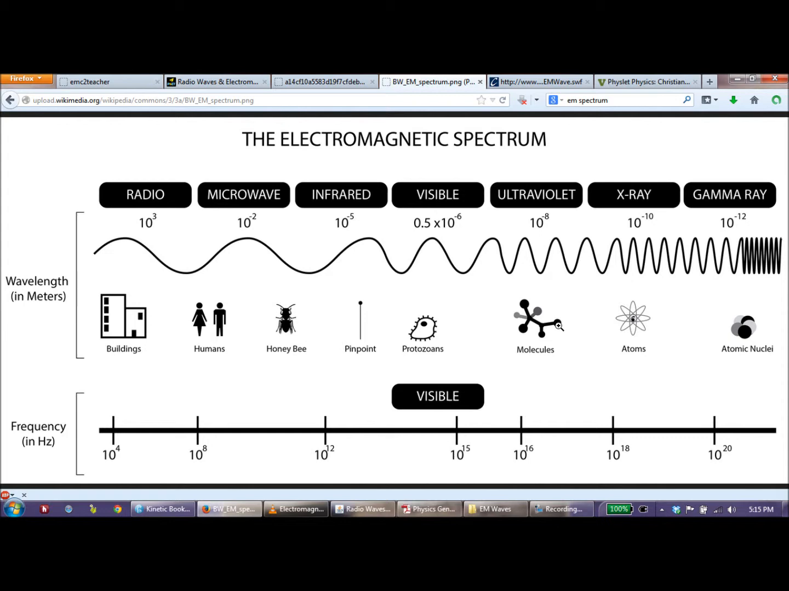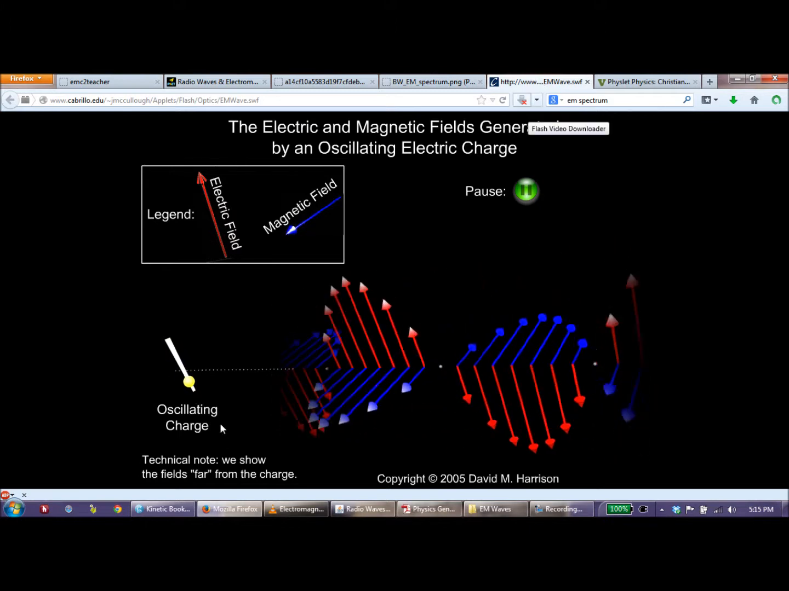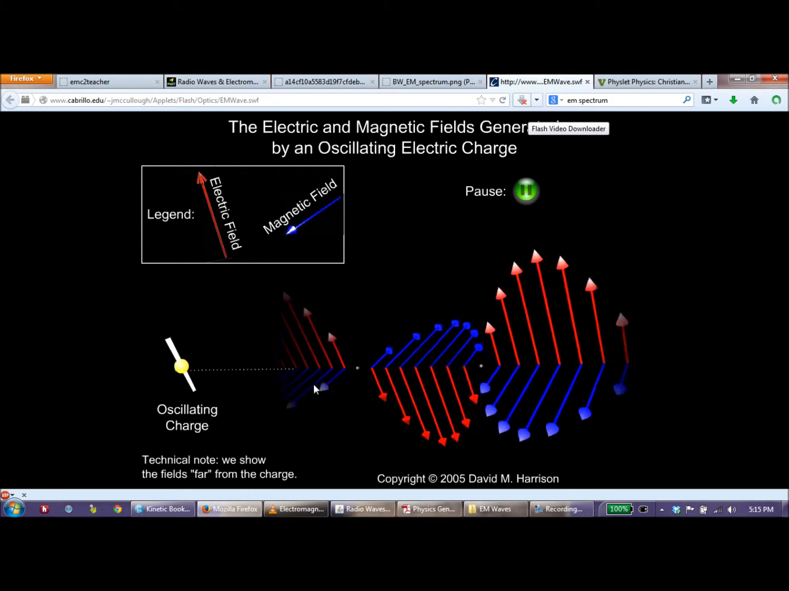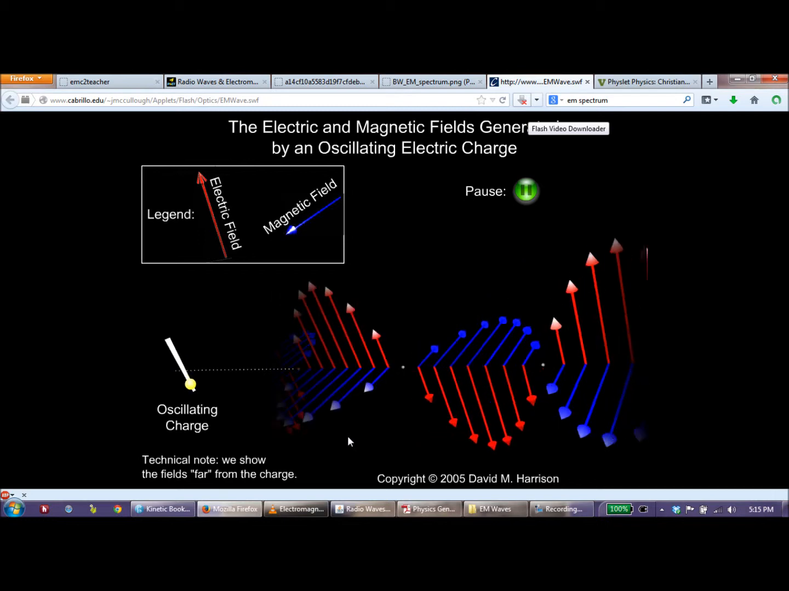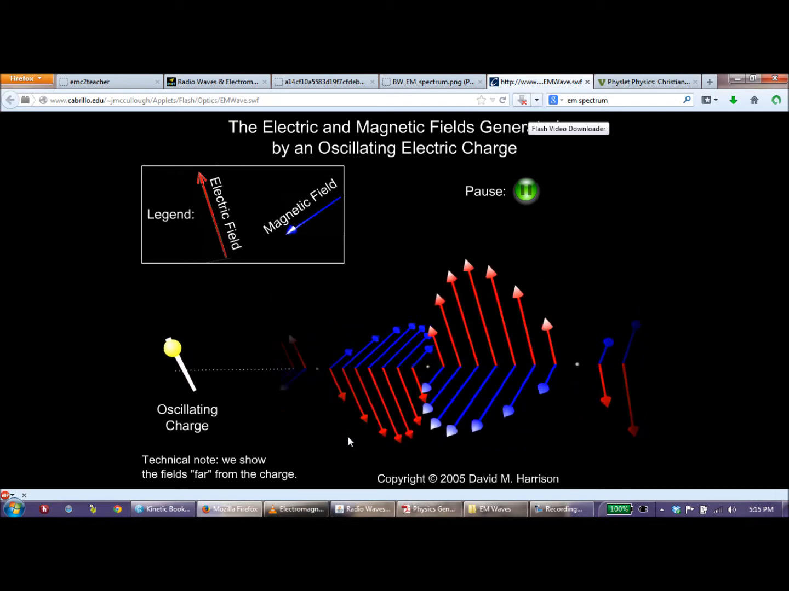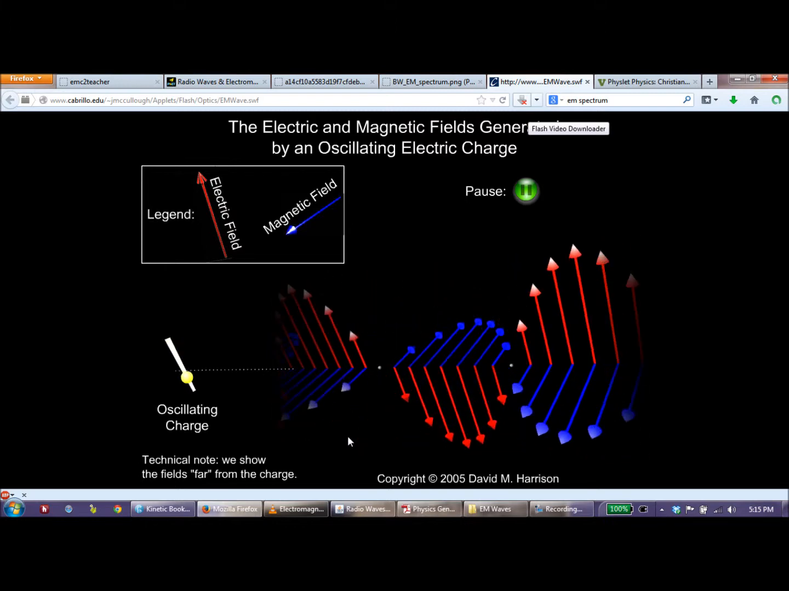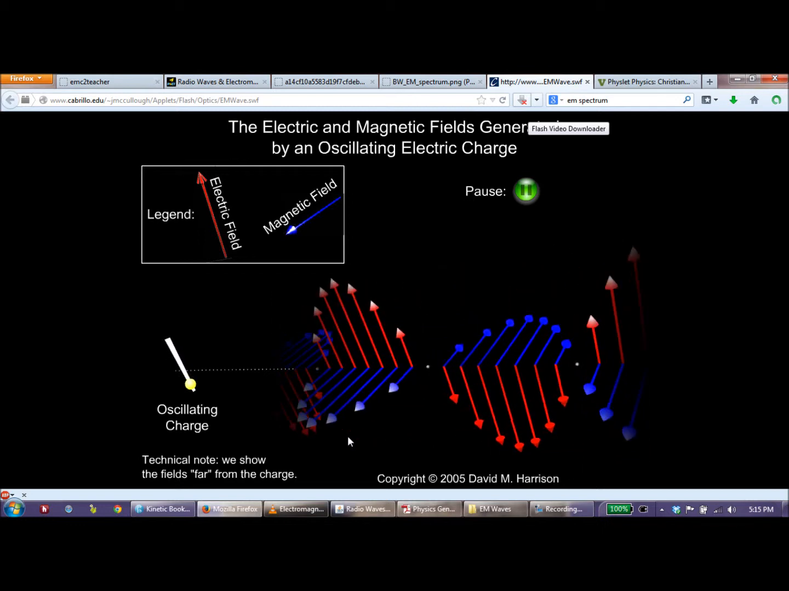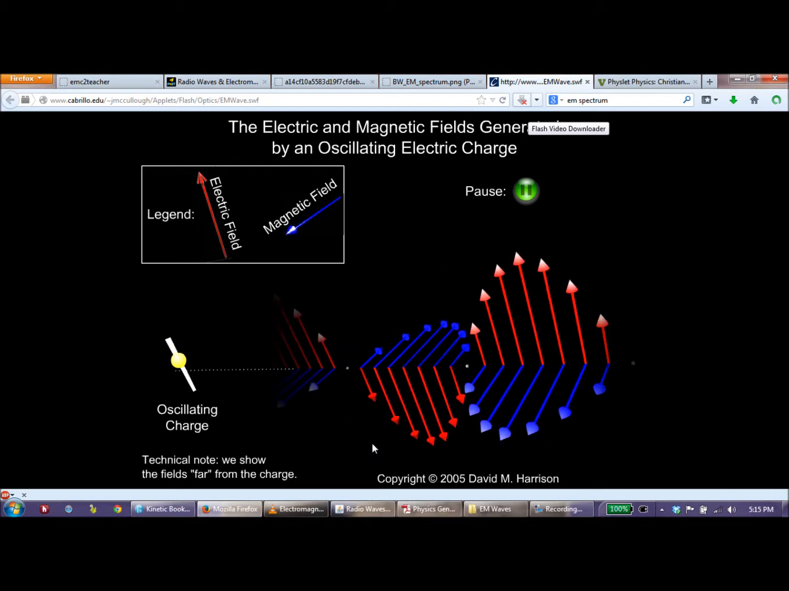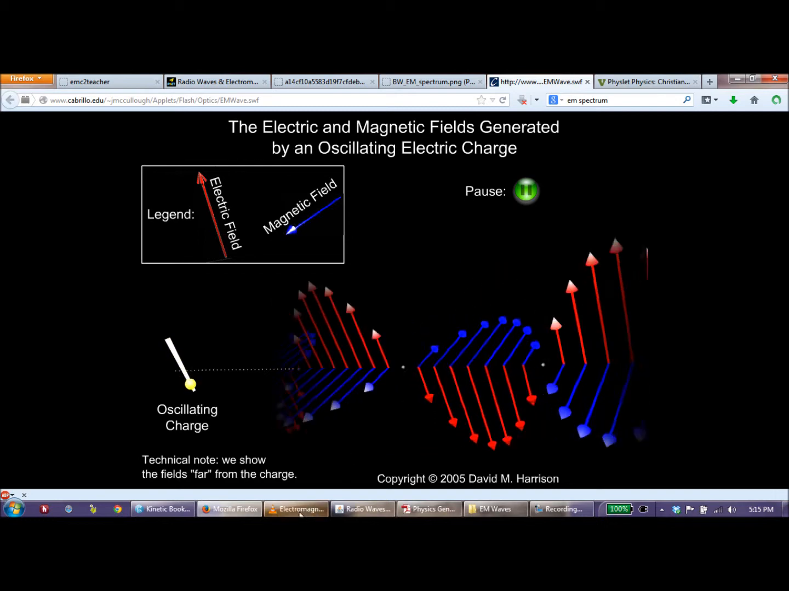But what exactly are electromagnetic waves? Well, electromagnetic waves are caused by an oscillating charge, and they create not only an electric field, but a magnetic field. Now, we didn't get a chance to really look at magnetic fields. When you have a changing electric field, that changing field causes a changing magnetic field, and they are perpendicular to each other.